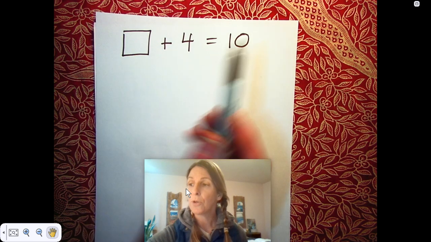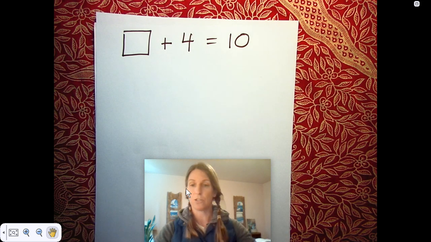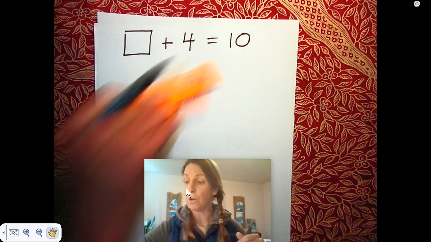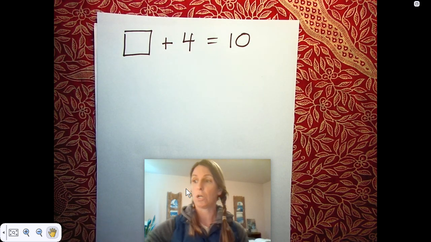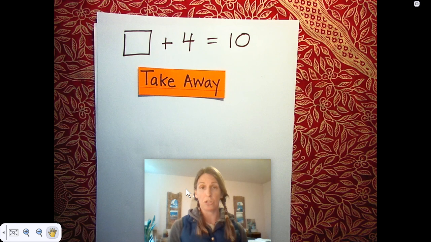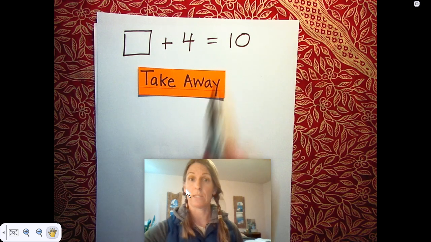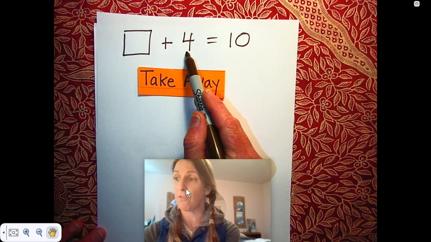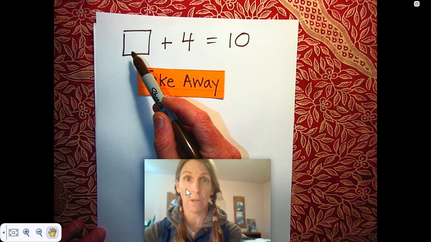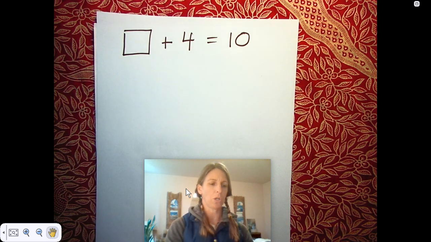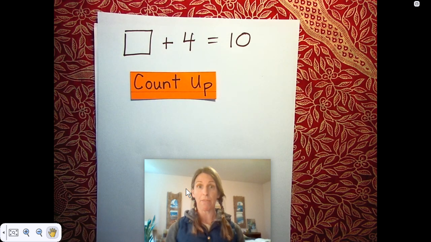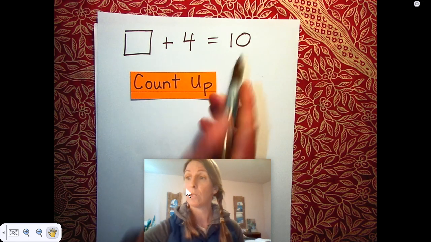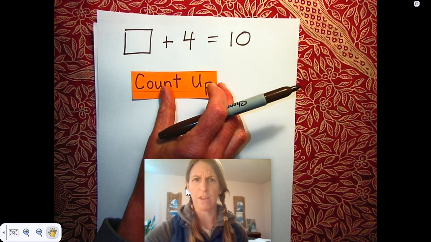Well, if you know your addition facts to 10, you might be able to get it quickly. But if you don't, you could try a takeaway method. You could just do the opposite. Because this is a fact family, you could think of it as 10 take away 4 is going to equal some number. You could use the count up method. You could start at 4 and count up until you get to 10. I think I'm going to try that one.